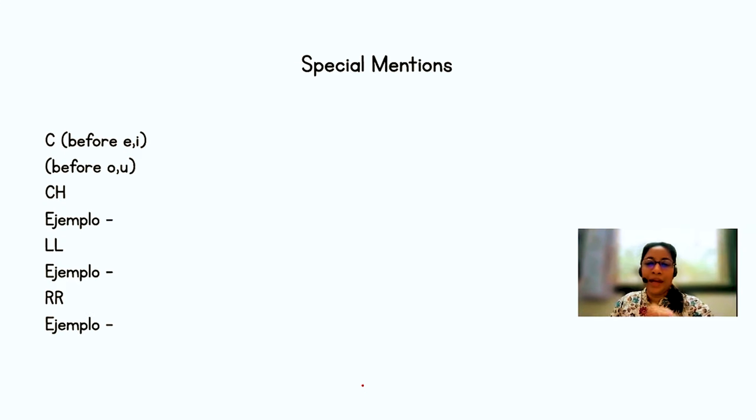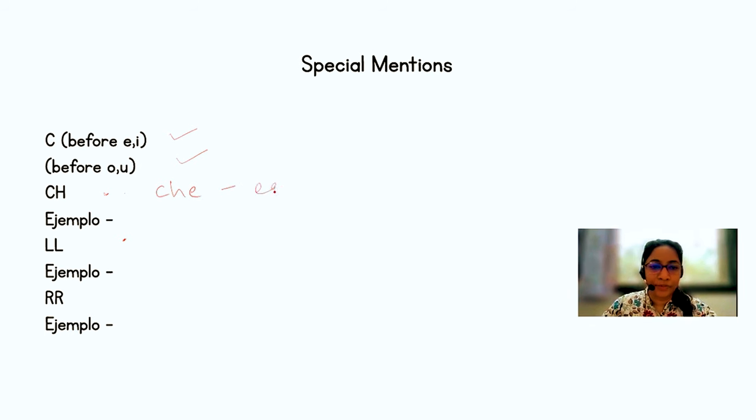Okay. Now, we're going to talk about some special mentions here. We looked at C before E, I, and O, U. Now, these alphabets, CH and double L, were a part of the Spanish alphabet before. They do not have any mention in the alphabets now as such, but these are absolutely important, because we have a lot of words in Spanish which have this sound. They might start with these or they might come in the middle. So it's very important for us to know how to pronounce them. CH, you can pronounce it as che.